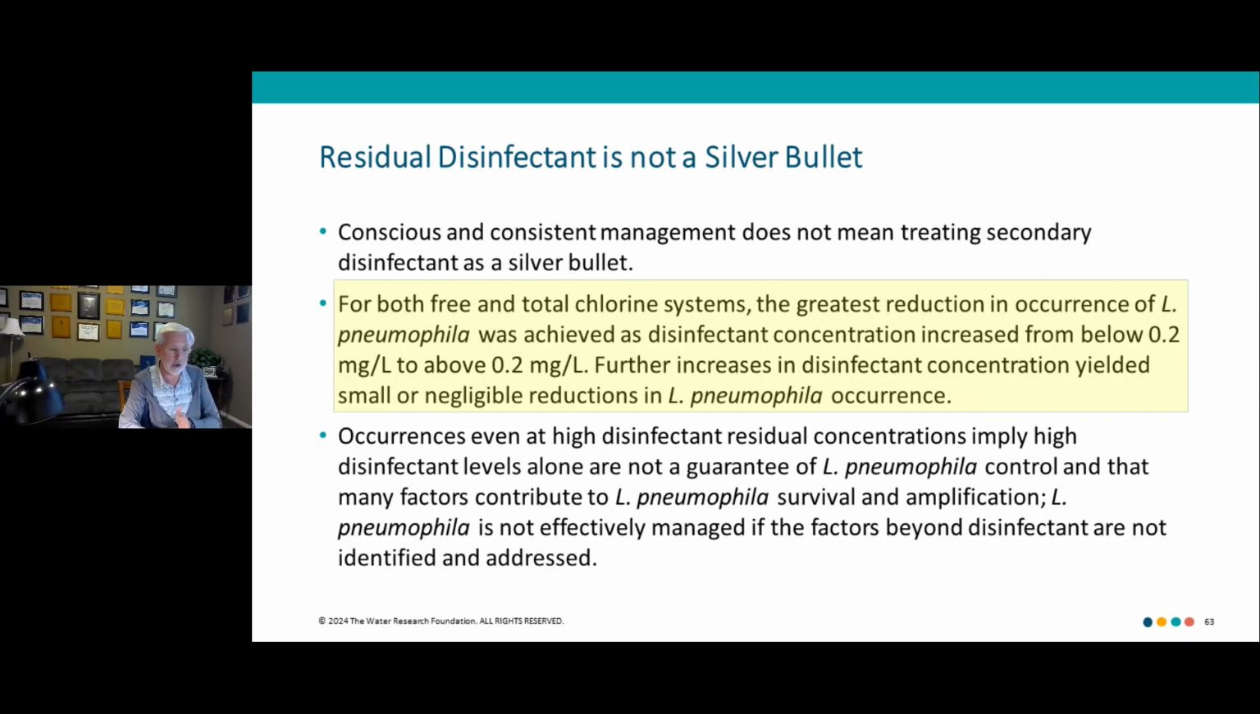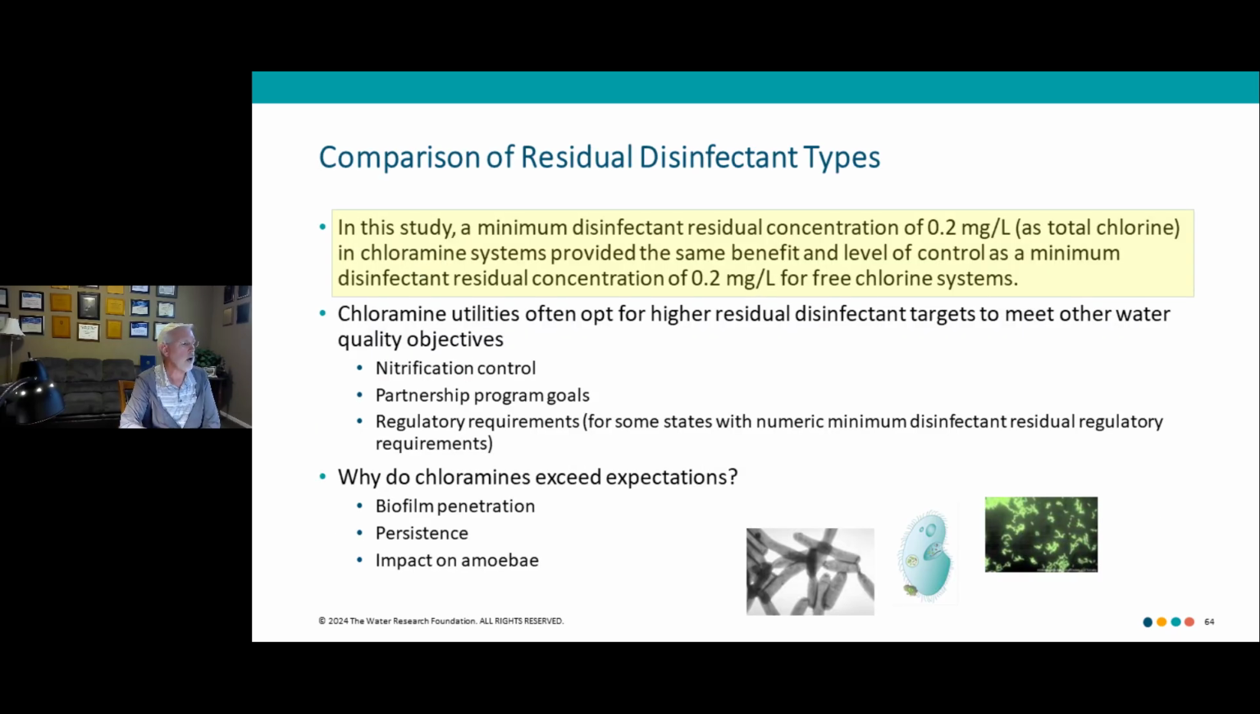Maintaining residuals at higher levels, greater than 0.4, had no substantial benefit over maintaining at least a minimum residual. Now, this helps manage Legionella in the distribution system. It's not necessarily intended to say that this residual will help manage Legionella in building systems. And the study showed that a minimum of 0.2 was the same for both free chlorine and chloramine. We don't find necessarily the scientific basis that chloraminated systems have to operate at a much higher level.